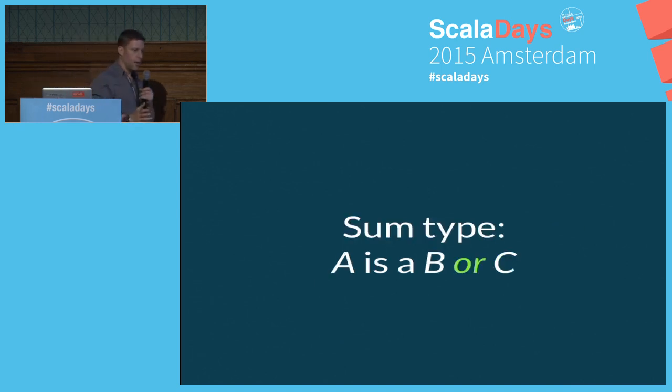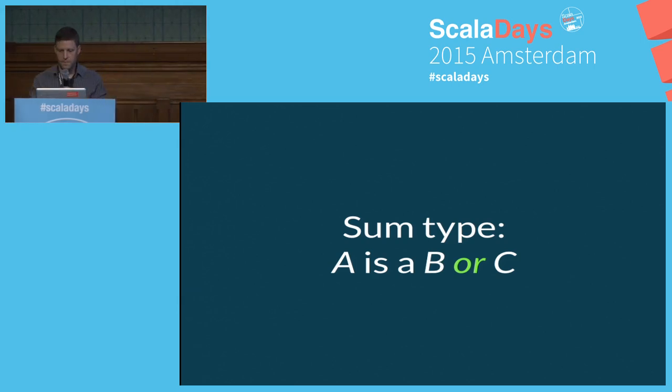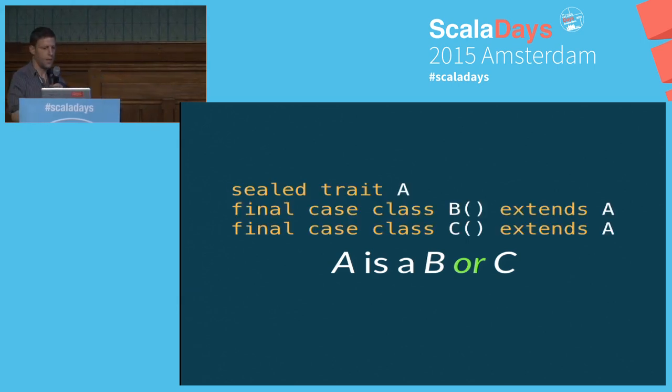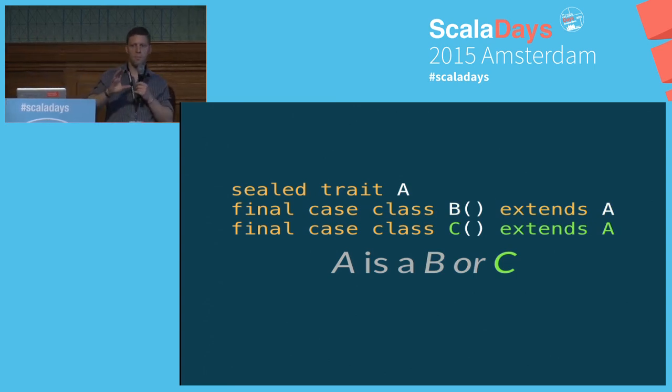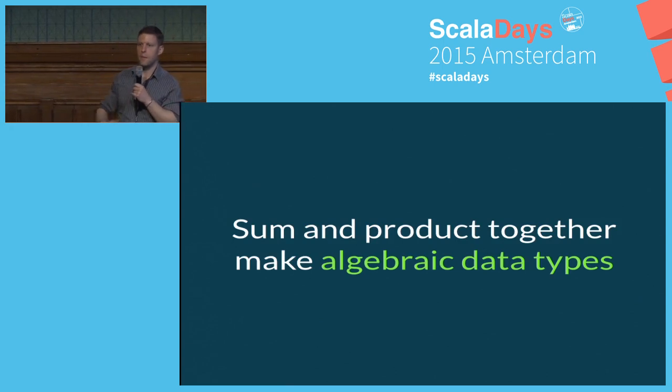The other pattern, the OR type, or the sum type, again, in abstract, is A is a B or C, and the code looks like this. We have a sealed trait here. So sealed trait A defining A, and B extends A, saying B is an A. And C extends A. C is an A. Again, hopefully seeing very simple stuff. And combine these together, sum and product together, make algebraic data types. Another great big fancy word, but a very simple concept, as we've seen.